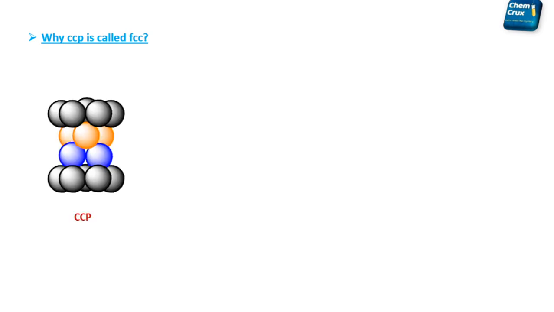Now coming to why cubic closed pack structure is also called face-centered cubic. So this is the front view of the CCP structure. Now here I have shown the fourth layer of the CCP structure. So I will remove all the spheres except the sphere at the center.